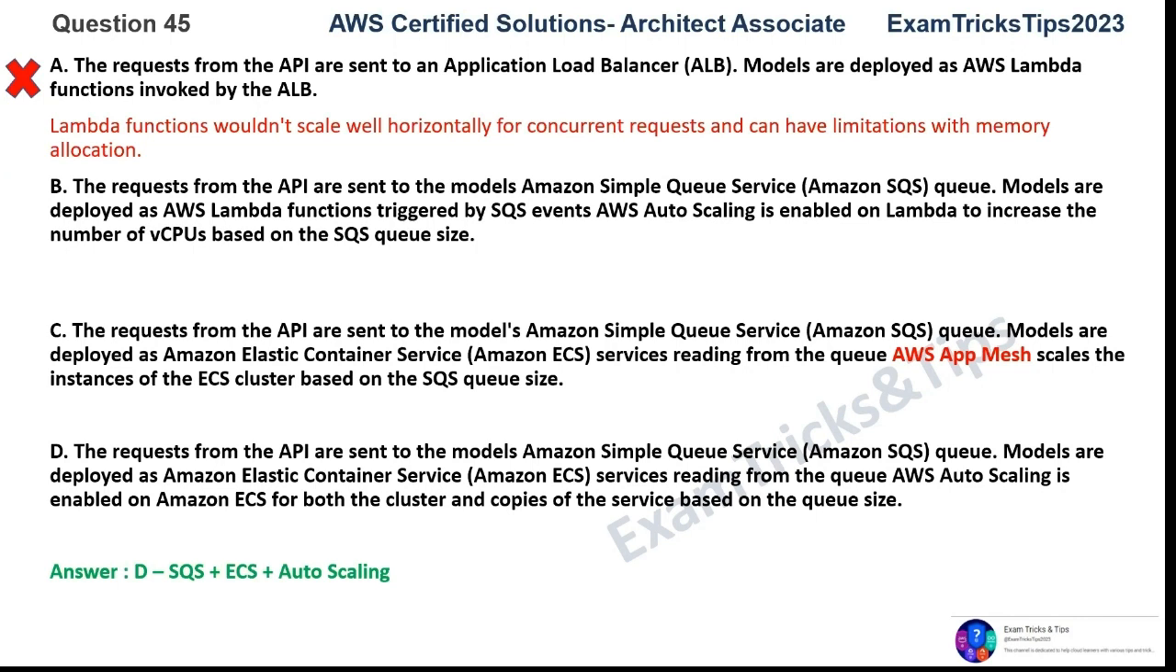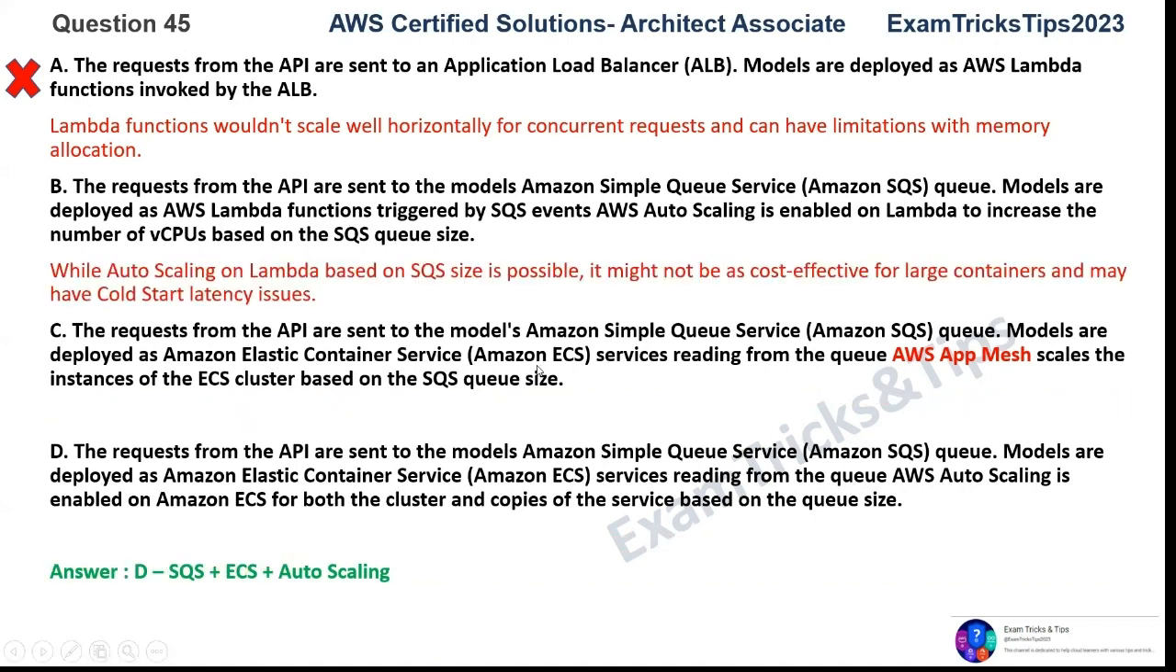While autoscaling on Lambda based on SQS size is possible, it might not be as cost effective for large containers and may have cold start latency issues, and that could cause performance issues as well. So from an SQS perspective, this option is correct, but in terms of the compute solution, the autoscaling part of the solution is not correct. So we will rule that out.